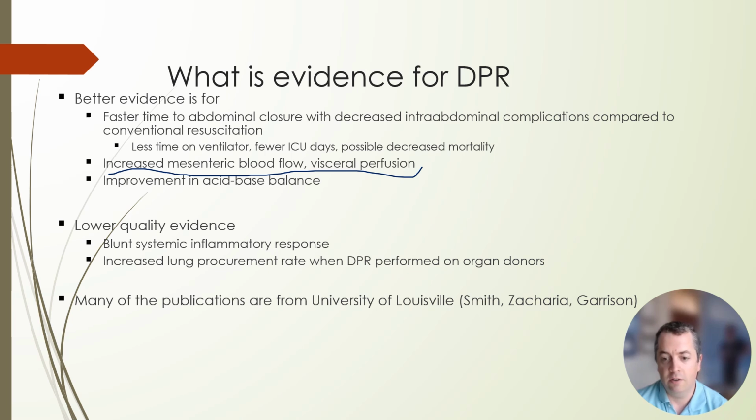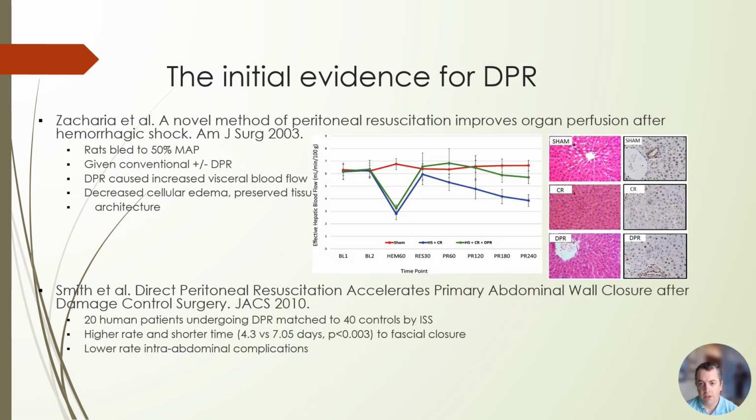Many of these publications are from a single center, the University of Louisville, so take that into consideration. The initial evidence was in rats who were bled to 50% mean arterial pressure, then given conventional resuscitation with or without direct peritoneal resuscitation, and they showed that DPR increased visceral blood flow and, on histology, decreased cellular injury and preserved tissue architecture better than conventional resuscitation alone. They followed it up with human studies, initially in 20 patients undergoing damage control surgery, and they showed a higher rate and shorter time to fascial closure with a lower rate of intra-abdominal complications.